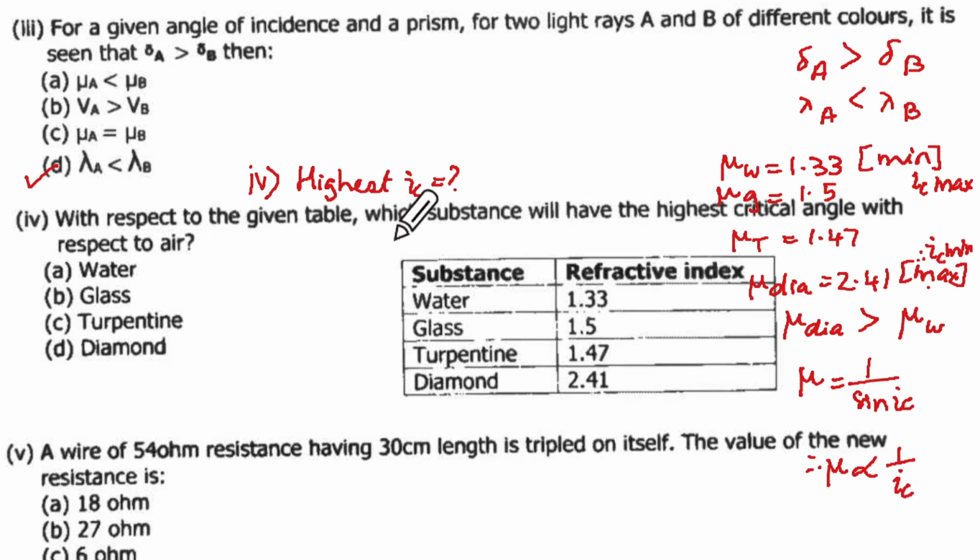What are they asking? Which one will have the highest critical angle? Which one will it be? Water. Understood? And to sum up, since mu is minimum, therefore critical angle will be max. Understanding the thinking behind it.